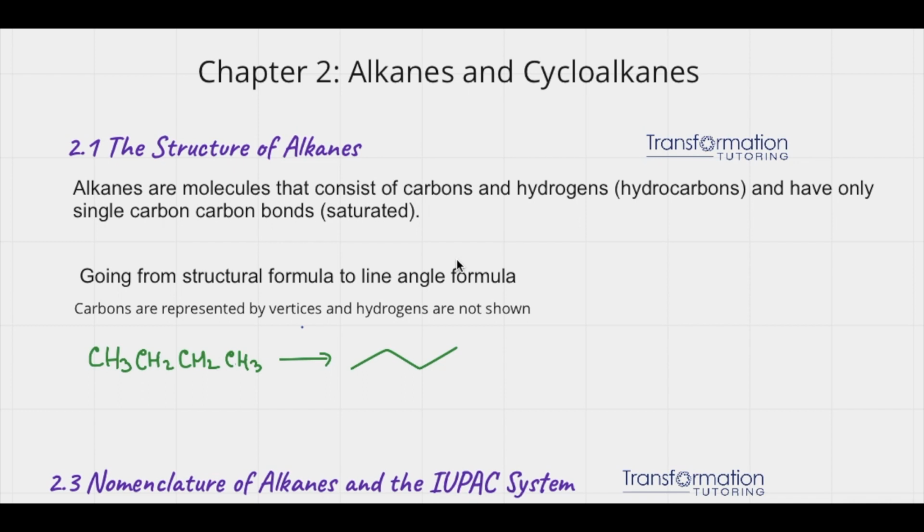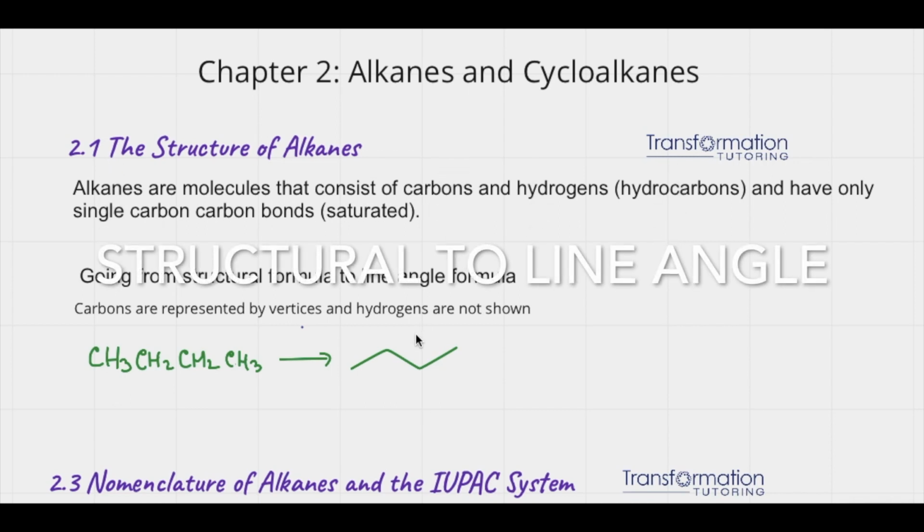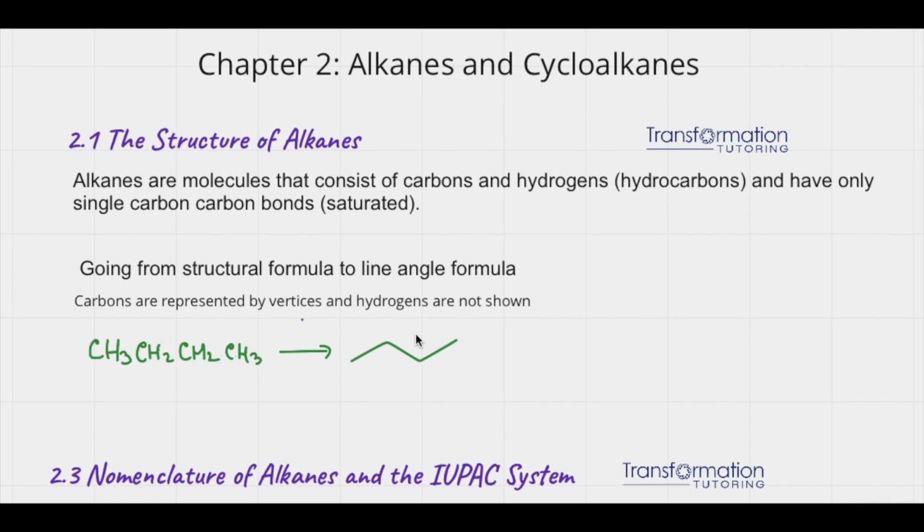Now we're going to go ahead and learn how to go from structural formula to line angle formula. So in the structural formula, you can see that we have showed all the carbons and all of the hydrogens. Our structural formula here has 4 carbons in a line. And then when we go to the line angle formula, it looks like a zigzag. Every time you see the end of the line or you see 2 lines coming together, that represents a carbon. So let's go ahead and show all the carbons.